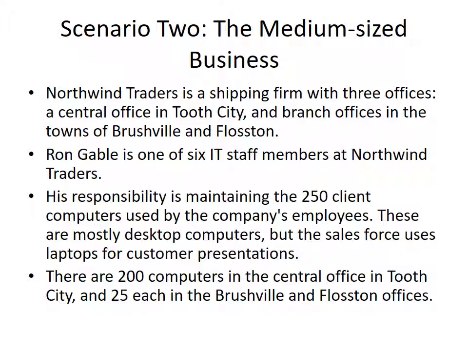So let's look at the next size up. This would be a medium-sized business. This is scenario 2: Northwind Traders. It's a shipping firm with 3 different offices. They have a central office in Tooth City and branch offices in the towns of Brushville and Floston. Ron Gable is one of 6 IT staff members at Northwind Traders. His responsibility is maintaining the 250 client computers used by the company's employees. These are mostly desktop computers, but the sales force uses laptops for customer presentations. There are 200 computers in the central office and 25 computers in each of Brushville and Floston.